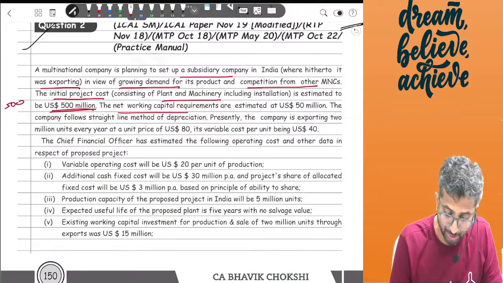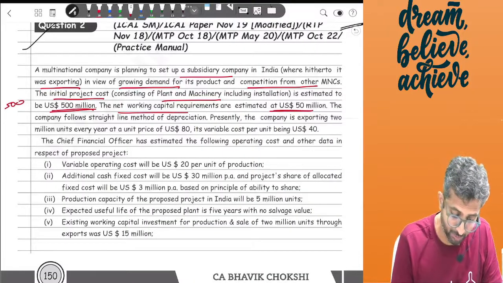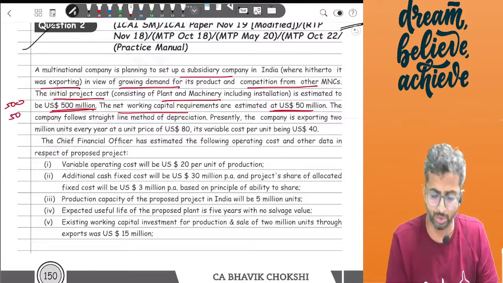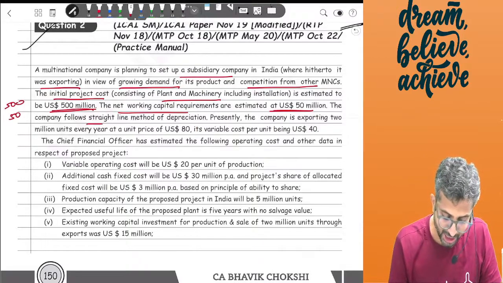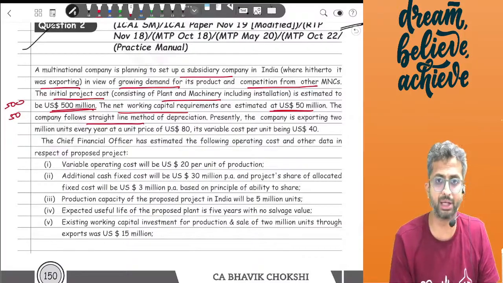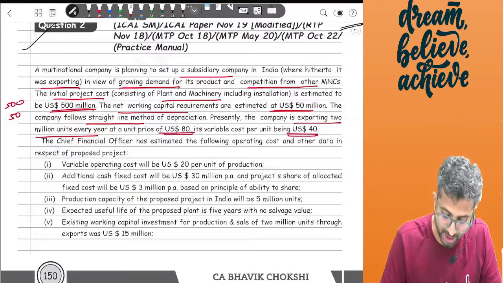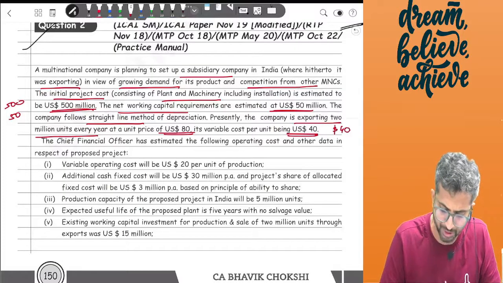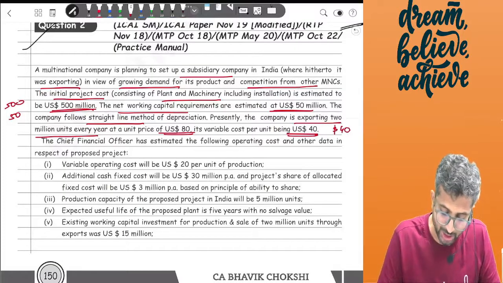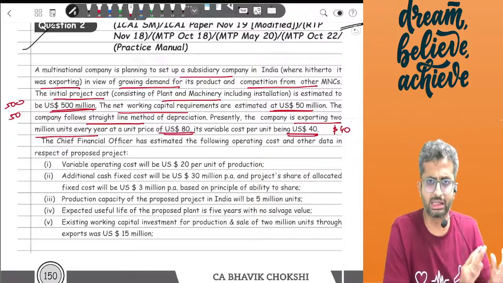The net working capital requirement is estimated to be 50 million. So this is also your cash outflow. I'll have to invest this 50. The company follows SLM of depreciation. Even PP gets depreciated, working capital does not. Presently, the company is exporting 2 million units every year at a price of 80 and the variable cost is 40, which means approximately your contribution or profit margin is 40 per unit and you are exporting 2 million units currently. That is in the past.